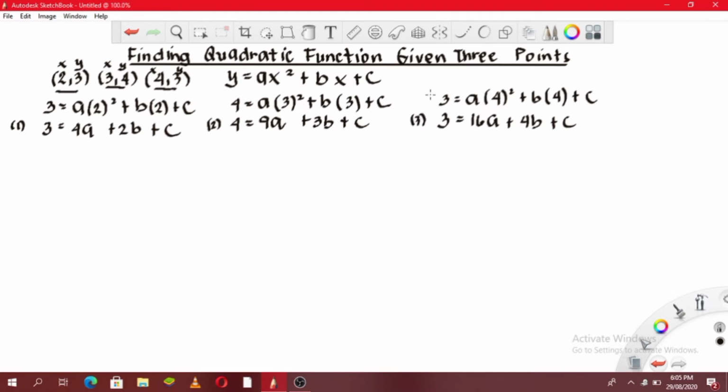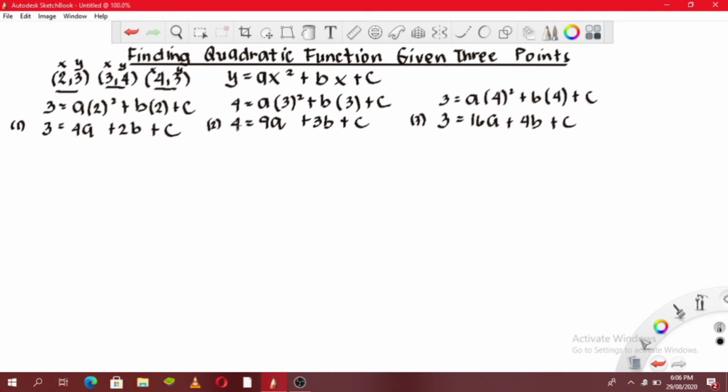So, from the 3 points, nakabuo tayo ng 3 equations. So, ang susunod natin gagawin is, pipili tayo ng dalawang equations. Combination ng dalawang equations. So, bahala po tayo kung anong gusto natin. Equations 1 and 2 ba? Or equations 1 and 3? Or equations 2 and 3? So, bahala po tayo. So, dito, kunin natin ang equations number 1 and 2.